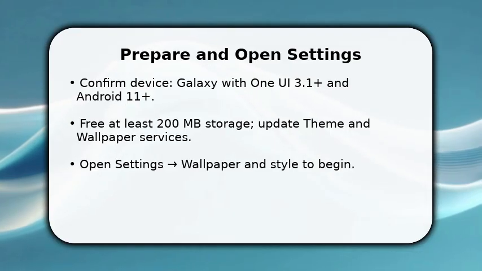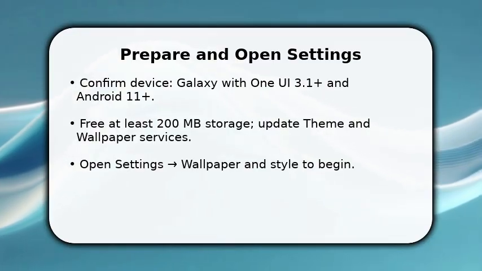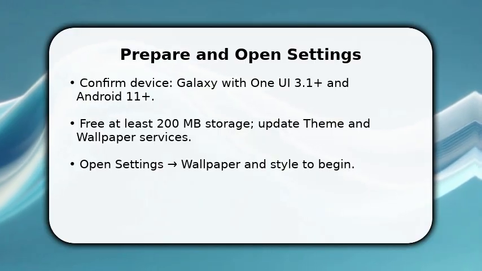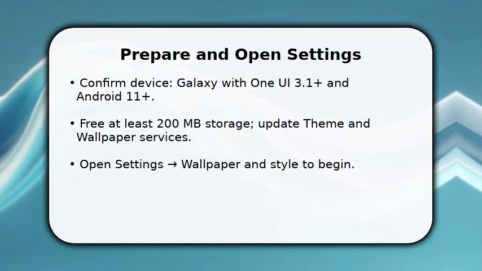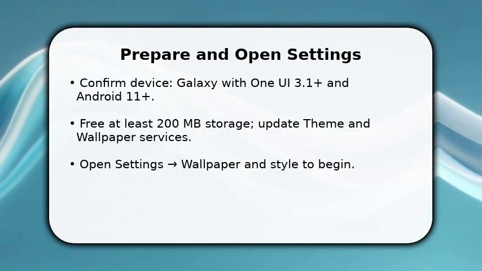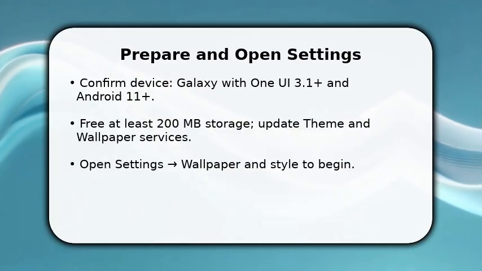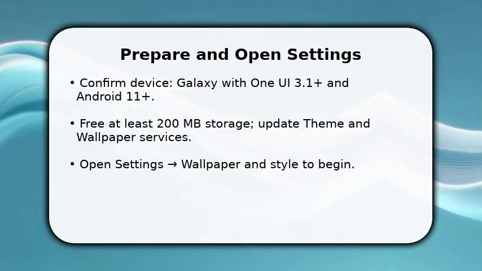You start by confirming your Galaxy supports super wallpaper and freeing space so downloads install reliably. Once done, update the theme and wallpaper modules in Galaxy Store or Play Store. This fixes missing features. Next, open Settings and tap Wallpaper and Style to access wallpaper options.